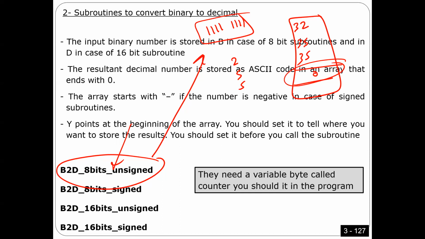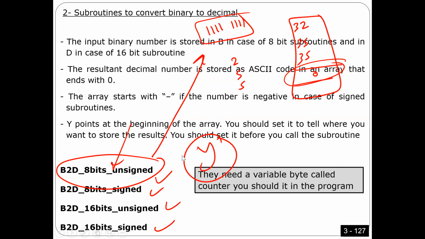But where is the location of this array? Is that a random location? No. You have to tell the function where the location of this array is. That is why before you call these functions, you have to put the starting address in register Y. So Y points at the beginning of the array before you call this function. This function is going to store the decimal numbers in Ascii, starting from Y. Is that okay? And it should put delimiter 0 at the end.